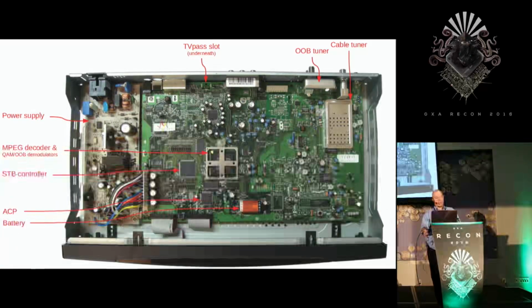There's the battery for the backup power to the ACP and also for some non-volatile RAM used within the cable box. And there's a TV pass slot that's underneath the board in this box, but again, in the newer versions of the boxes, they no longer support the TV pass slot.